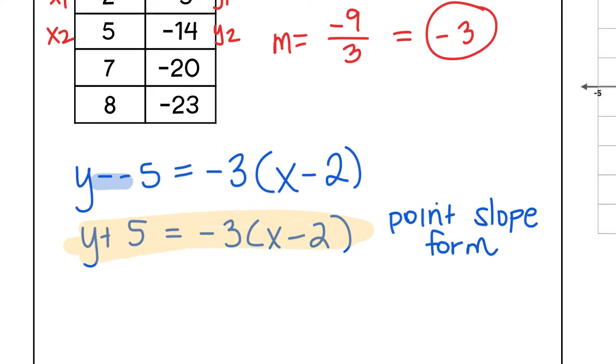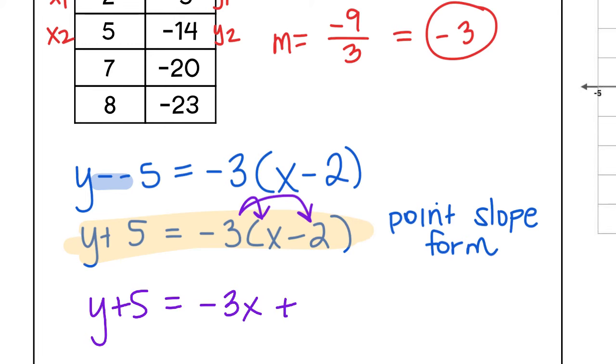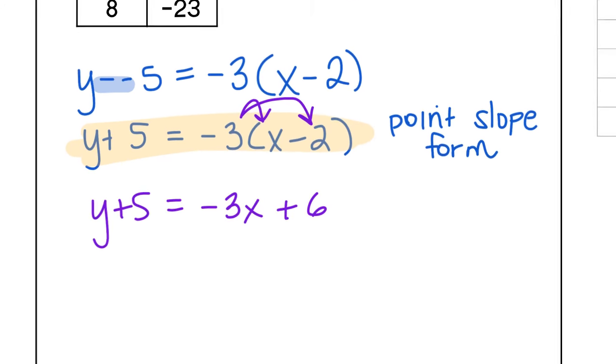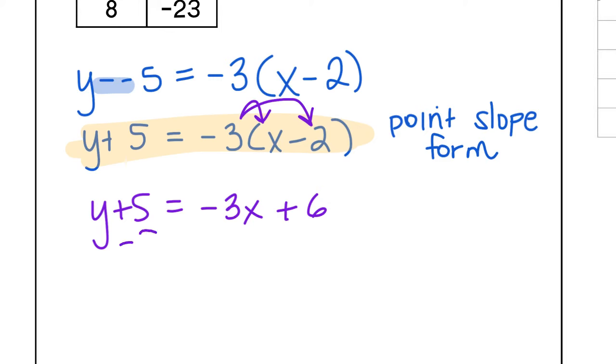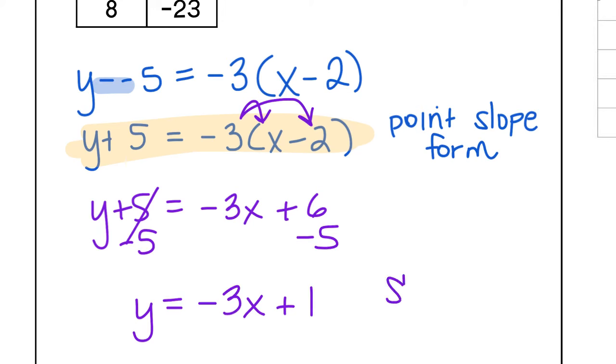Okay, but now I want to change it into slope intercept. So the left is going to stay the same for now, which is y plus 5. But on the right, let's distribute that negative 3. So negative 3x. And then negative 3 times negative 2 gives me positive 6. I want y to be by itself, so using inverse operations, I'm going to subtract 5 from both sides. So y equals negative 3x plus 1. That is my slope intercept form.